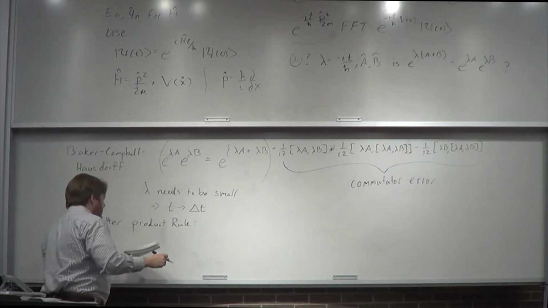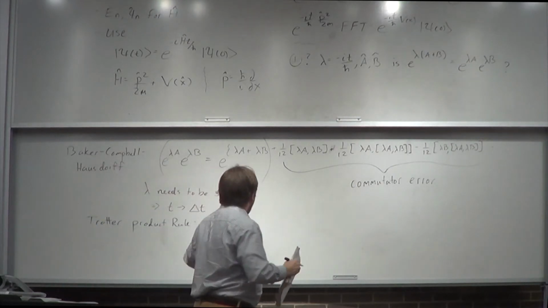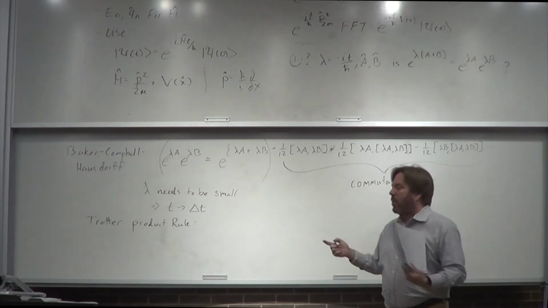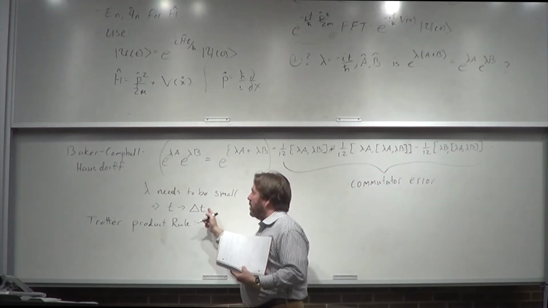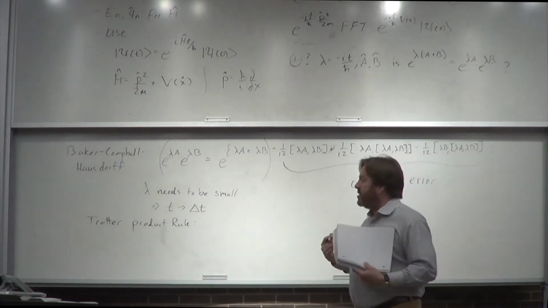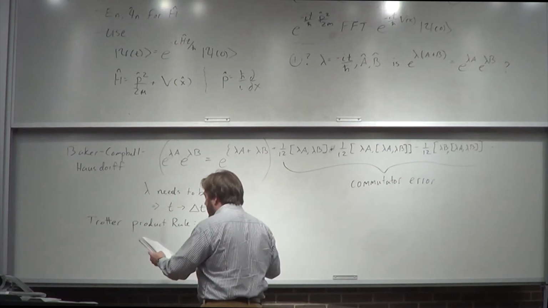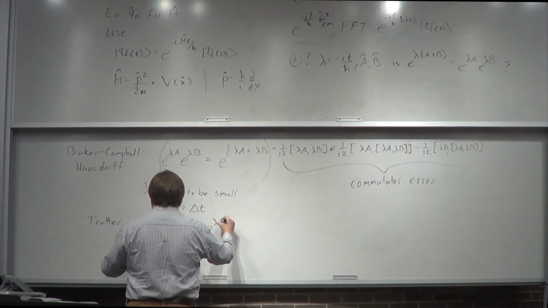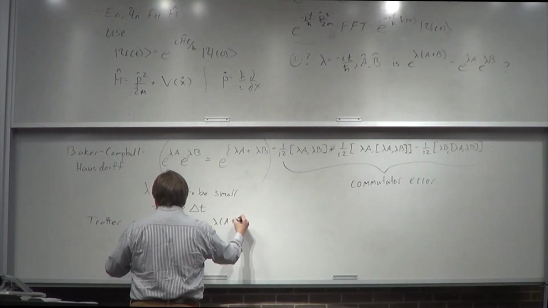Okay. So, all right, now what we've got from the Baker-Campbell-Hausdorff equation is that we're not going to do this in a single step. We're going to break up time into tiny chunks and do it over and over again. In terms of the operator itself, we're going to use the Trotter product rule, which is this.